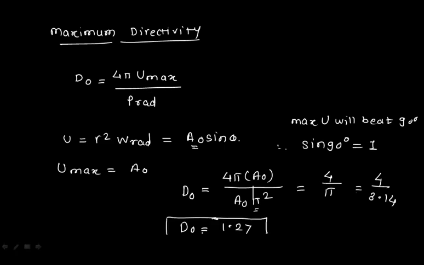अगर आप सिर्फ डायरेक्टिविटी की बात कर रहे हो तो you don't need to consider it as a one. So if you are talking about D is equal to D0 sine of theta, so 1.27 sine of theta. If you put the values of theta from 0 to whatever you want, you'll get the actual directivity, not the maximum.